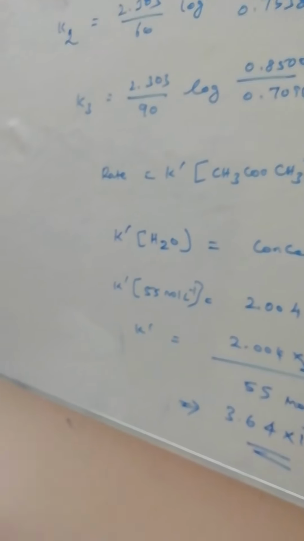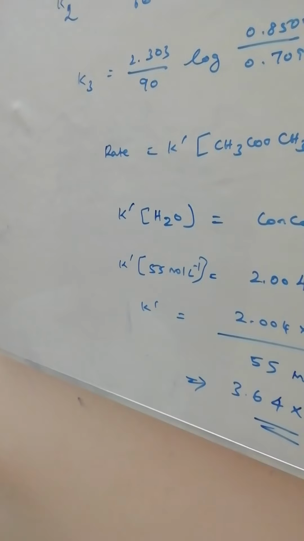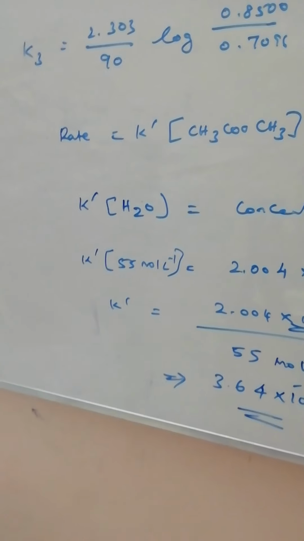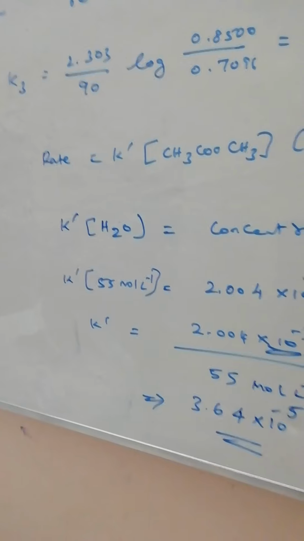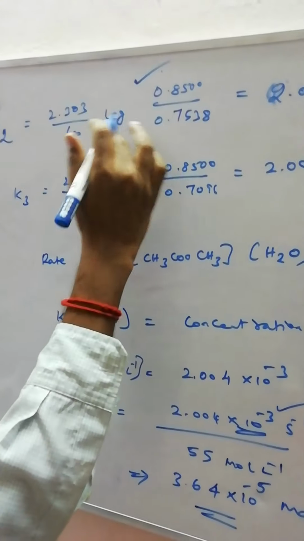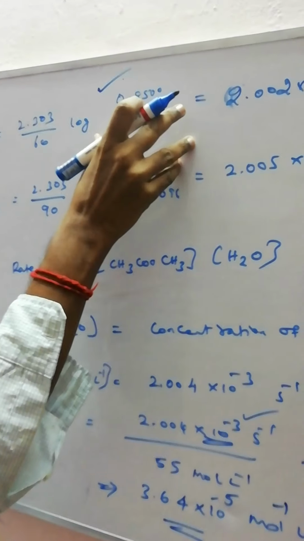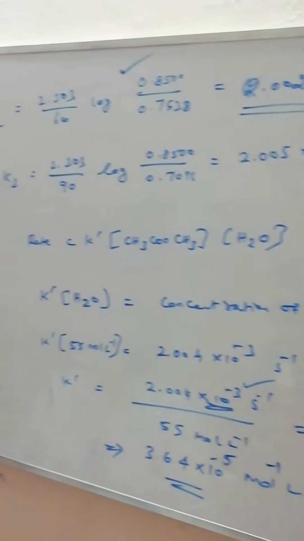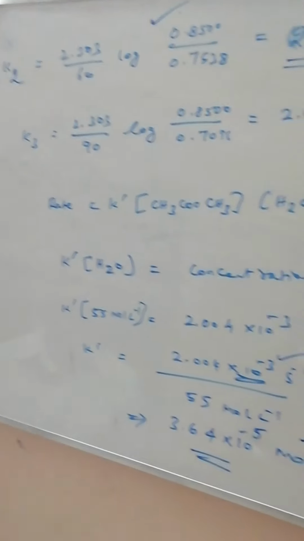I am going to solve one term here. How to find this one? Log, okay, this is simple only. You have to solve it by yourself. Take the log value for this and the log value for this, subtract these, multiply with this one, divide by this one, and you will get this value. Do it by yourself, you will get these values.